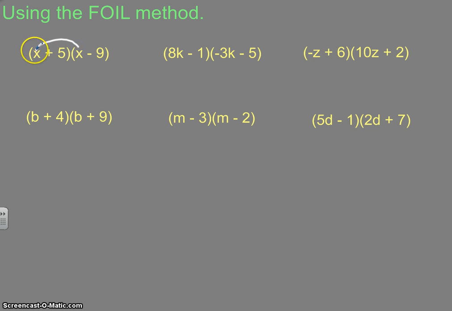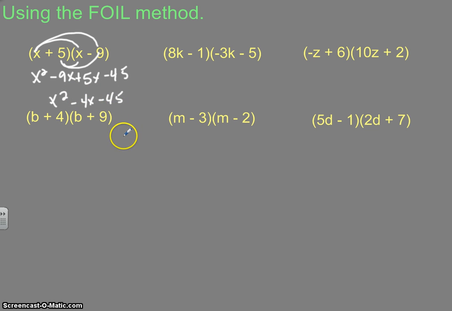So it's this times this, and this times this. So that's going to be x squared. That's going to be negative 9x. Then it's going to be this times this, and this times this. That's going to be 5x, and then minus 45. Now the thing about this is my middle two terms here are like terms. If you notice, I've got a negative 9x and a positive 5x. Those can be added together. That gives me x squared minus 4x minus 45.